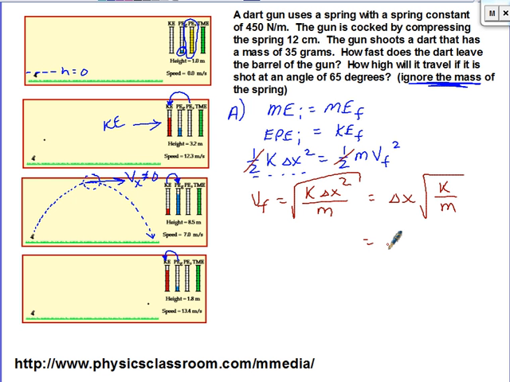Let's see. The gun is cocked by 12 centimeters, so I'm going to go ahead and put that in as 0.12 meters is the compression. The square root of, let's see, 450 newtons per meter, so it's a pretty strong spring. And the mass of the dart is about 0.035 kilograms. So again, paying attention to the SI units, and that will get me the velocity. Let's check that.